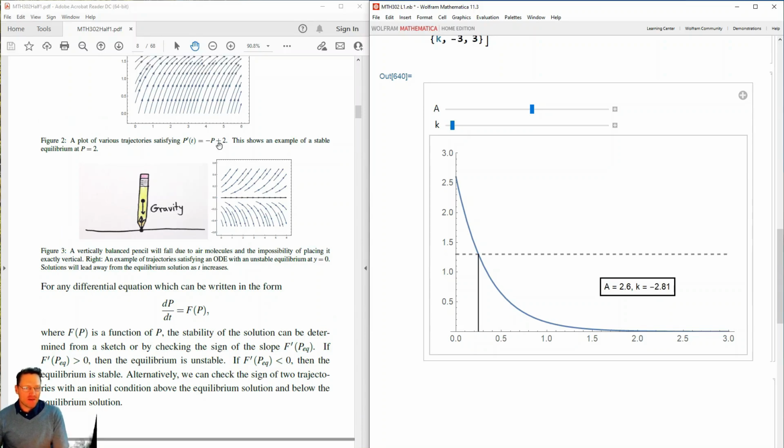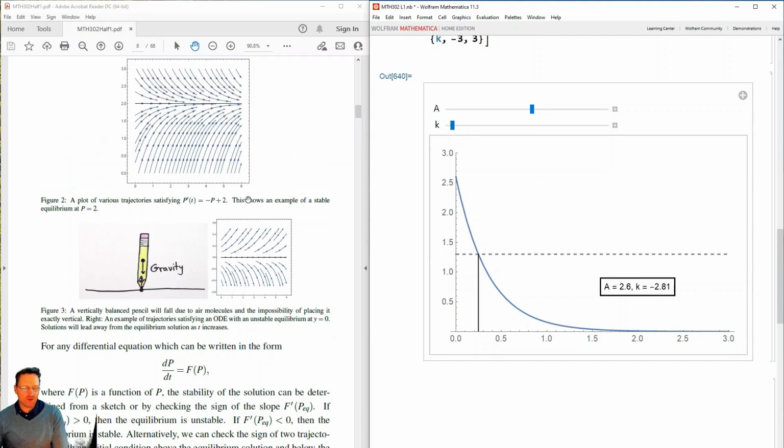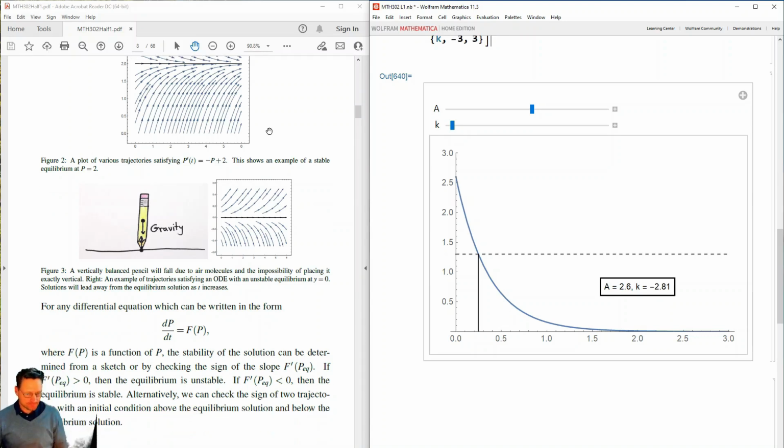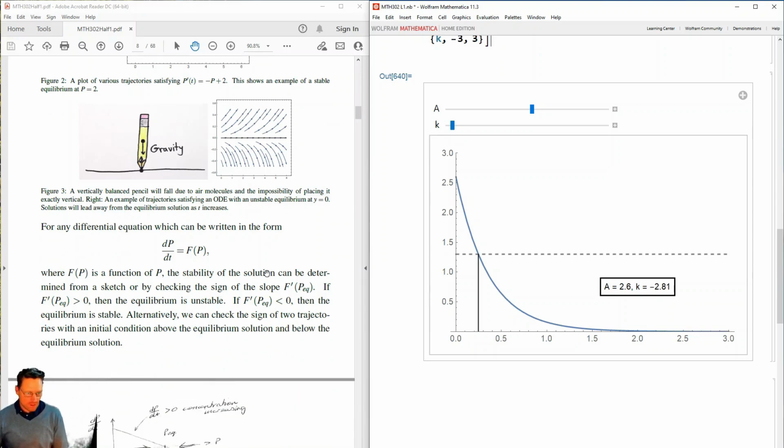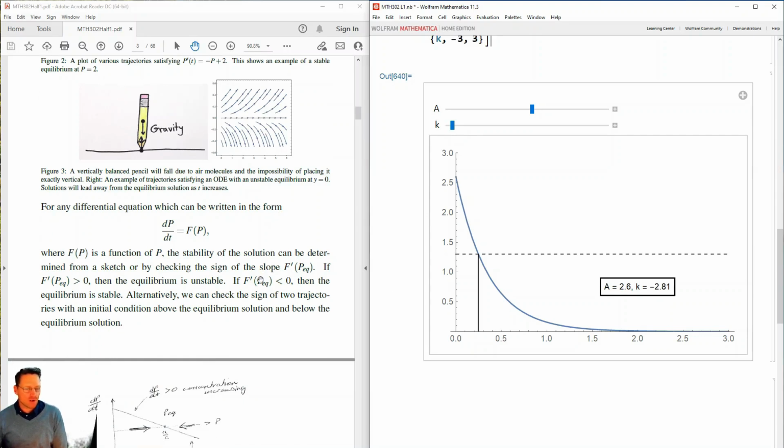Okay, so let's go up and have a look here. So here's our function of p, in this case where we found a stable equilibrium, it is -p + 2. Now if we differentiate that again, we get -1. Okay, -1 is negative. That tells us that this equilibrium here is stable without drawing the slope field there. Okay, whereas this one up here is unstable. Now I don't have an example of that. I'm sure we'll encounter one.